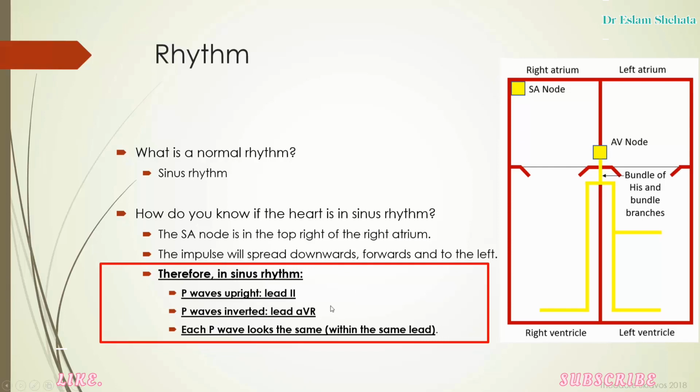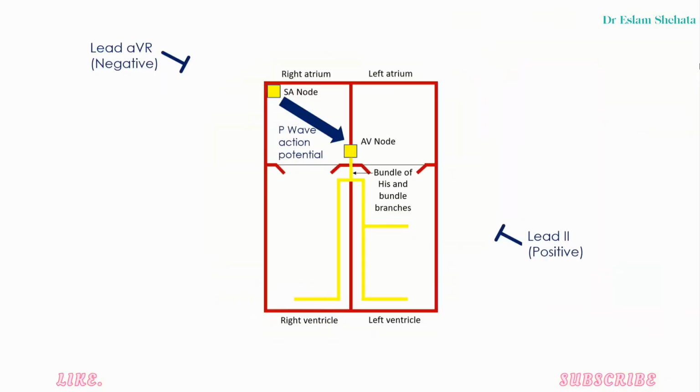Now each P wave should also look the same, as long as you're looking at the same lead. That should make sense, because every P wave is coming from the same spot, the electrical activity is going the same direction each time, so we should always get the same shaped P wave within that lead.